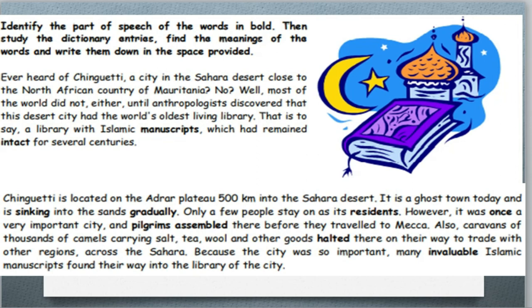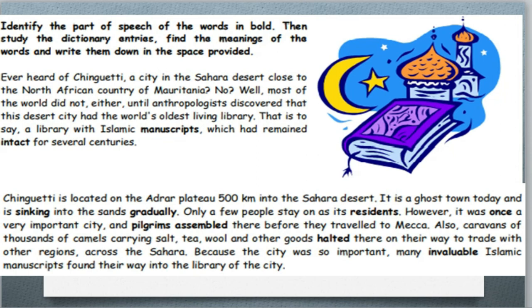And let's look at the following one. Also, caravans of thousands of camels carrying salt, tea, wool, and other goods halted there on their way to trade with other regions. Here we have a very long subject, caravans of thousands of camels carrying salt, tea, wool, and other goods. Halted over here is again the verb in past simple form. And lastly, we have an adjective. So, how did I understand that it is an adjective? Let's read the sentence first.